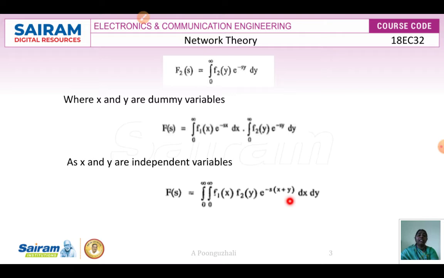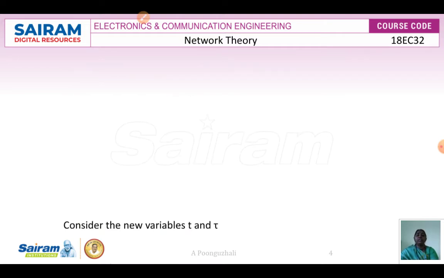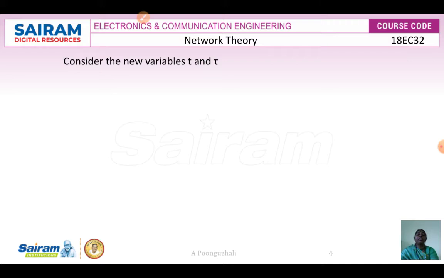Now we will substitute x plus y is equal to t. So here we are going to substitute the new variables t and tau. We are going to assume two variables, one is t and the other is tau. Your t is going to be x plus y and tau is equal to x. So d tau is nothing but dx. So dx dy we can write as d tau into dt.